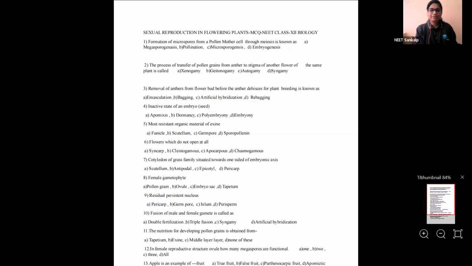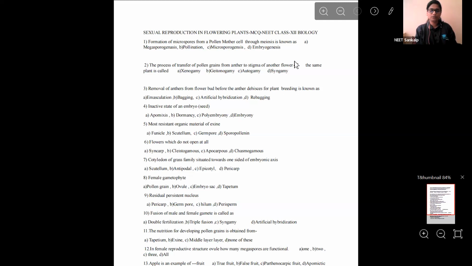13th question. Apple is an example of dash fruit, dash type of fruit. Option A, true fruit. Option B, false fruit. Option C, parthenocarpic. Option D, apomictic. Radhika answered it. Anvita, Netravati answered it. Manjuyan answered it. Samsung SM. It is good if I know your name. It is not mentioned here, your mobile name is mentioned here. Please mention your name. Most of you answered it as option B, that is false fruit. It is the right answer.